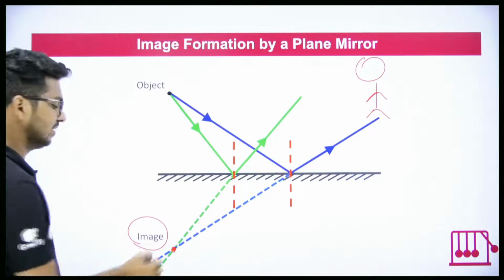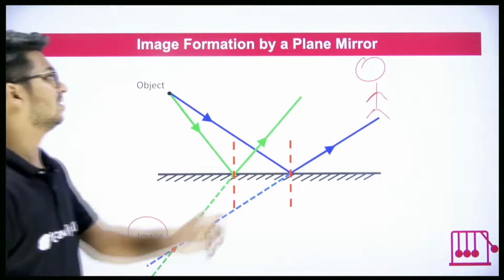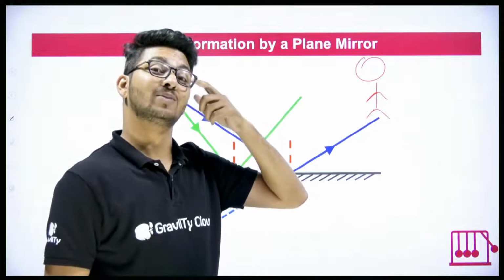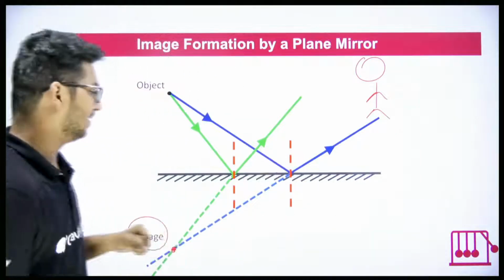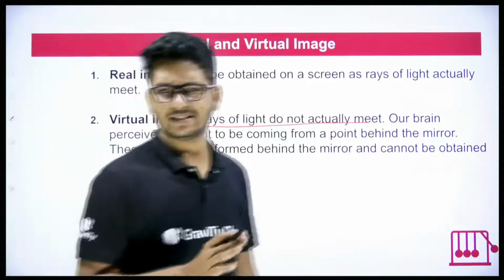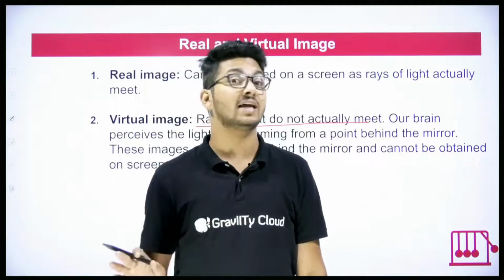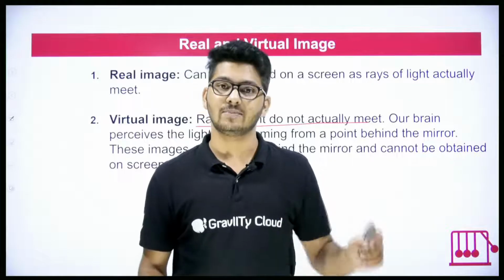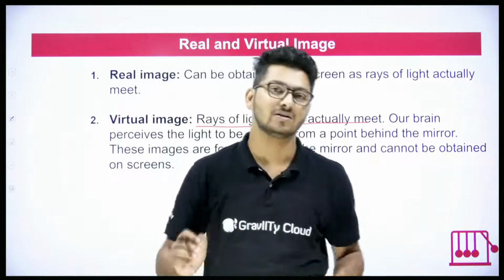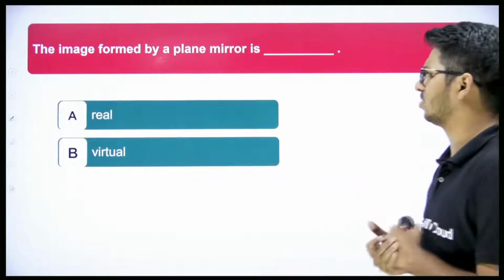Very simple. The main point is that rays of light do not actually meet. Look at this. Wherever the image is formed, is there anything there? Nothing is there. Then why does the observer see something? It has to do with the brain. The brain does it. So real image and virtual image, the basic difference: a real image can be obtained on a screen, a virtual image cannot. For a real image, rays actually meet. For a virtual image, rays appear to meet.